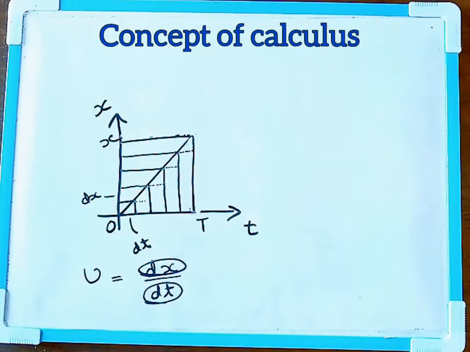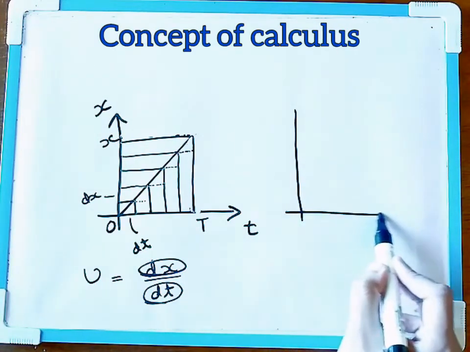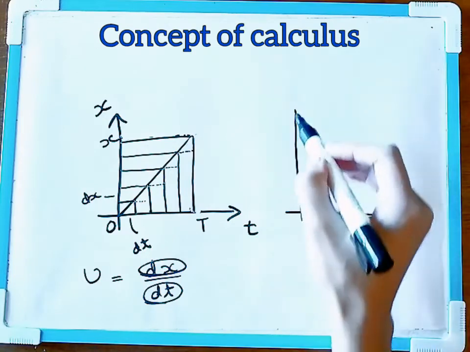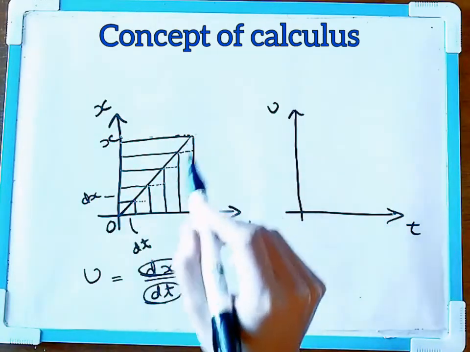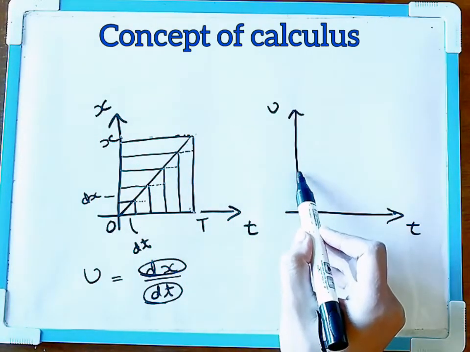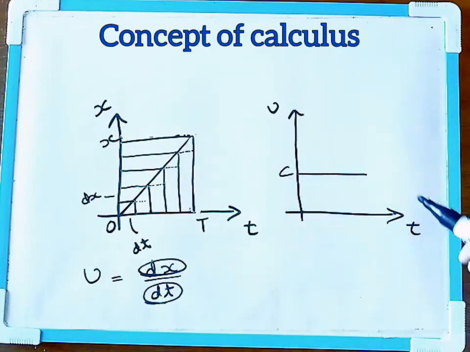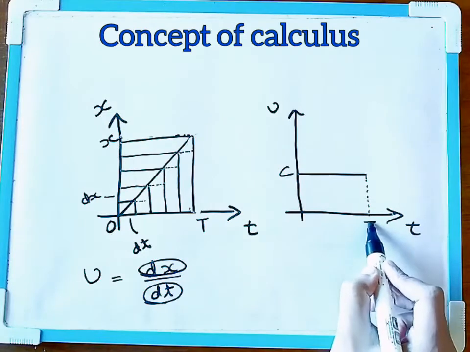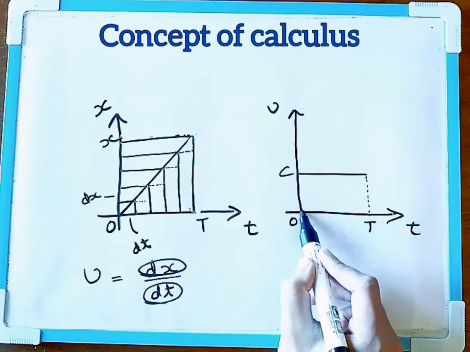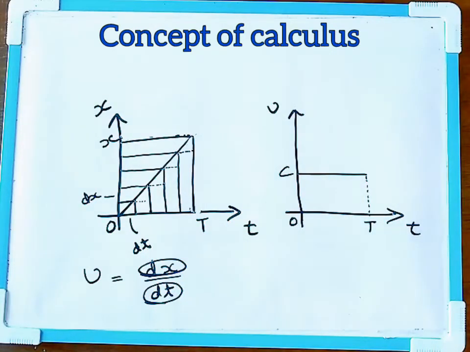Okay. And if I draw the velocity time graph of this motion, and since it is a uniform motion, so this is the velocity time graph. Now since it is a uniform motion, it moves with a constant velocity, say any velocity denoted by constant c. So that will be the velocity by which the object is moving in this interval 0 to t.